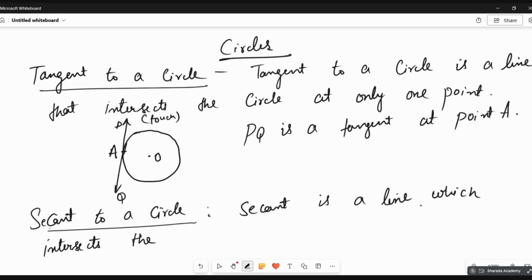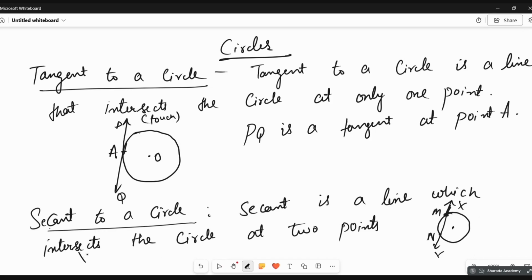Secant is a line which intersects the circle at 2 points. At 2 points, this point, right? Example, XY is a secant to the circle.